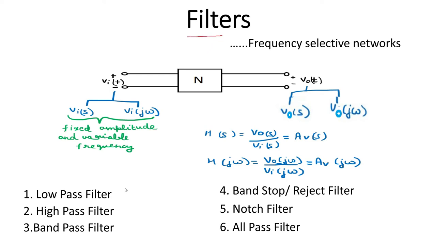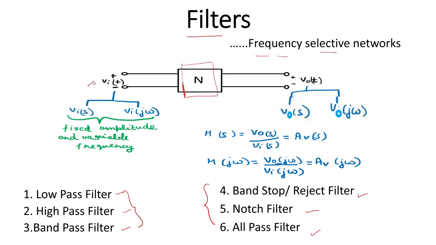So basically, we have 6 types of filter: low pass filter, high pass filter, band pass filter, band stop or band reject filter, notch filter, and all pass filter. So what is a filter? Filters are the frequency selective networks, meaning these are the networks which select the desired frequency.